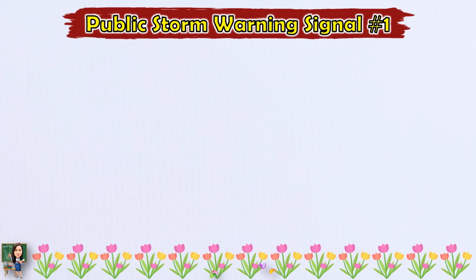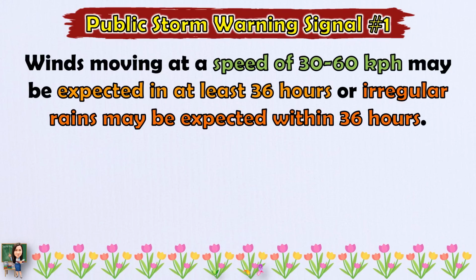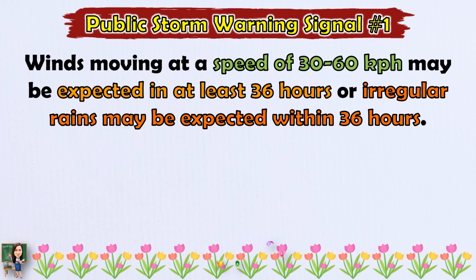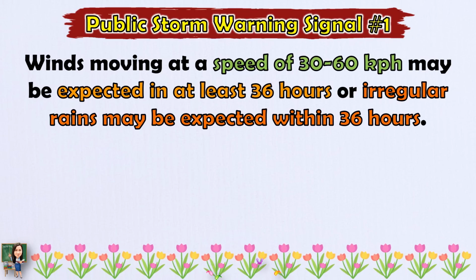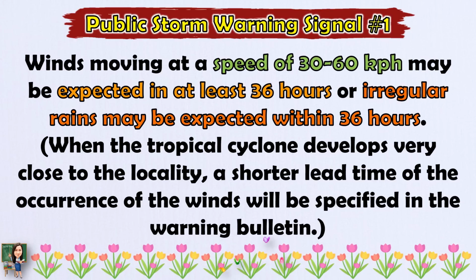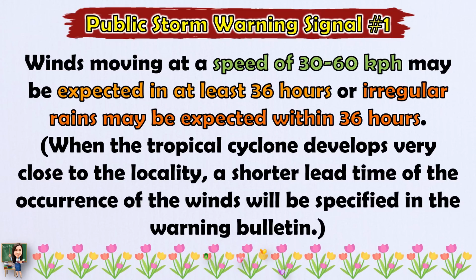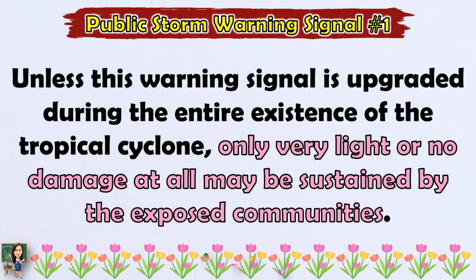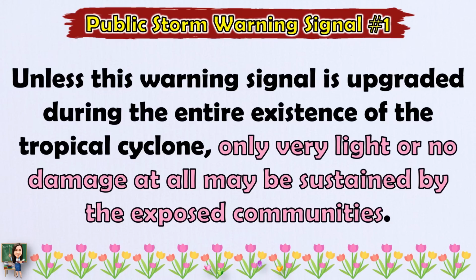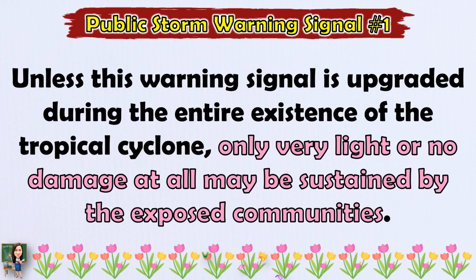Public Storm Warning Signal number 1. Winds moving at a speed of 30 to 60 km per hour may be expected in at least 36 hours, or irregular rains may be expected within 36 hours. When the tropical cyclone develops very close to the locality, a shorter lead time of the occurrence of the winds will be specified in the warning bulletin. Unless this warning signal is upgraded during the entire existence of the tropical cyclone, only very light or no damage at all may be sustained by the exposed communities.